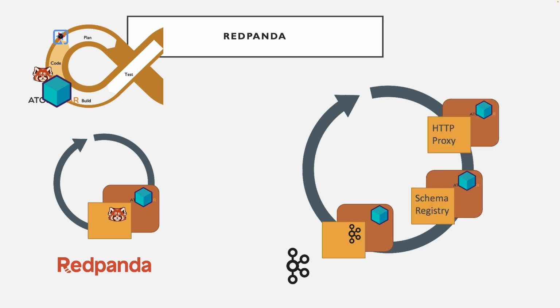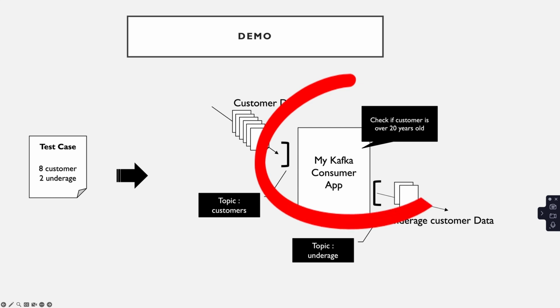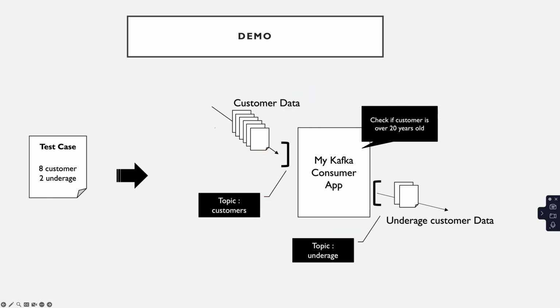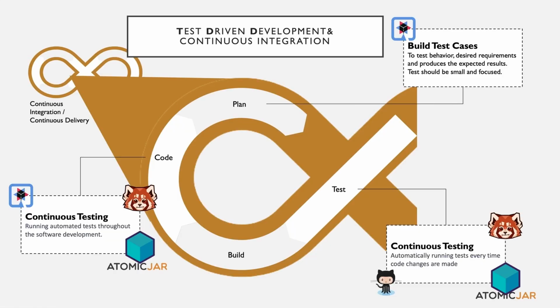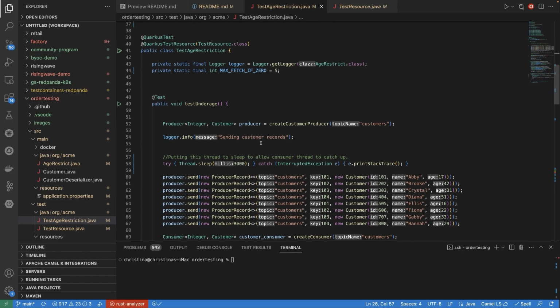That's 3 more containers. My super simple demo is simply identifying the underage customers. All customer information is streamed into the customer topic, and my application will filter it and place the underage customers into another topic called underage, obviously. This demo was created with the test-driven development approach. First, I defined the desired behavior in a test.